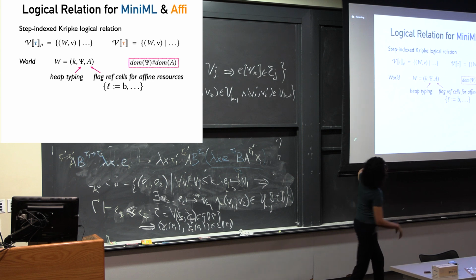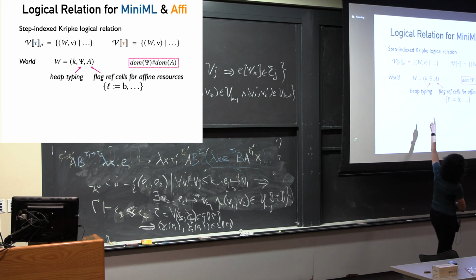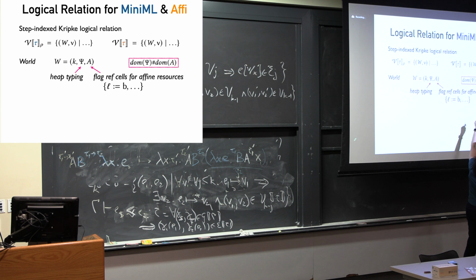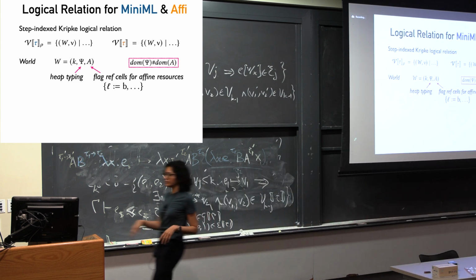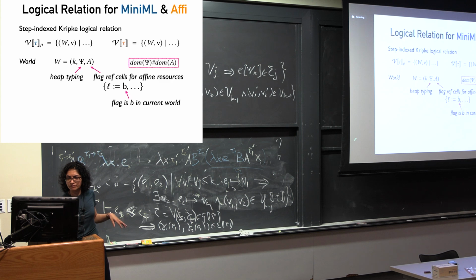And we're going to assume that all the normal references of ML sit in the domain of ψ, and all of these flag ref cells that get created, they sit in A. Okay, and they're disjoint locations. It doesn't make sense for them to be the same. Yeah, flag B is in the current world.